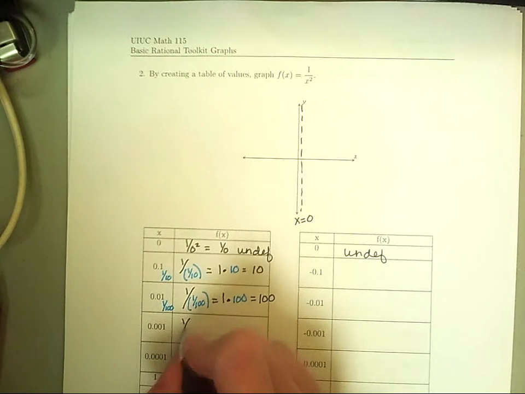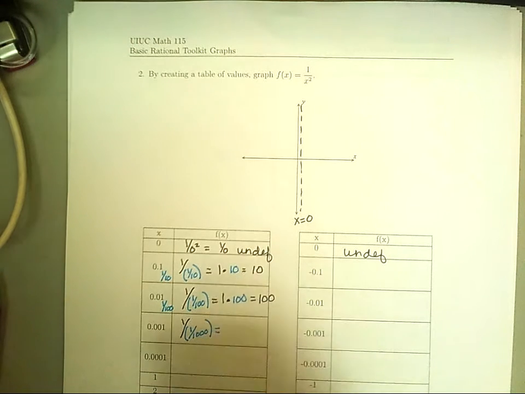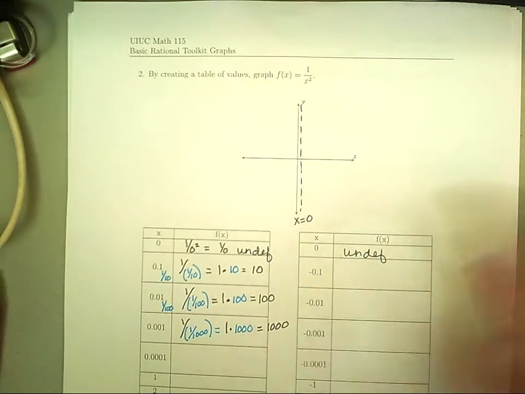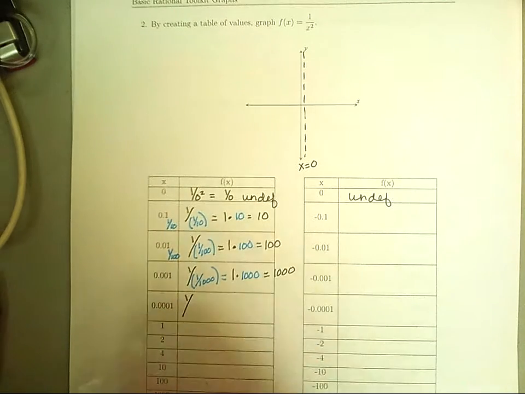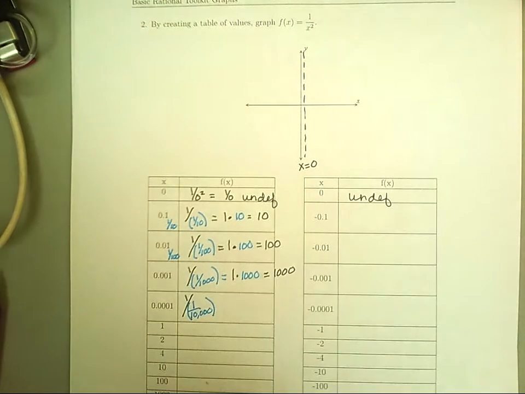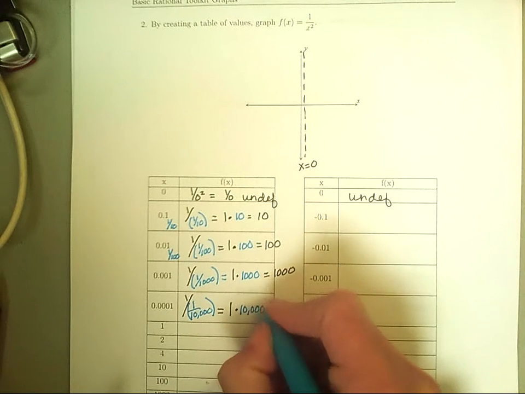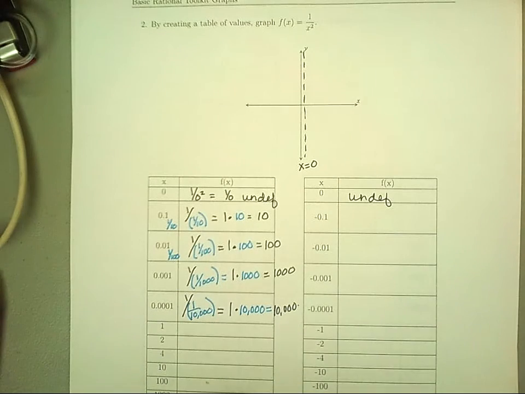So this one is 1 over 1,000. And again, inverting and multiplying would be 1 times 1,000, which is simply 1,000. The next one is 1 over 10,000. So again, inverting and multiplying, the function value simply becomes 10,000. Alright, so I hope you can see what's happening here.